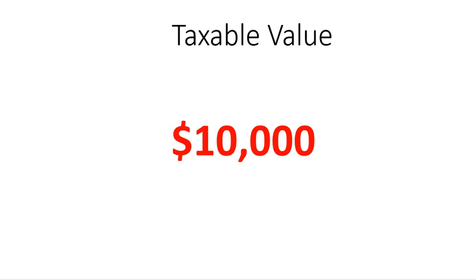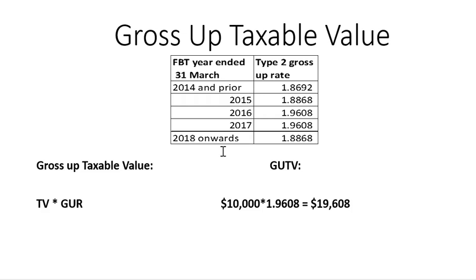So simply, taxable value is $10,000. We know this because the amount of the obligation which was waived was $10,000, and the taxable value is equal to any amount which is waived. So that's pretty simple. Next, we need to gross up the taxable value.